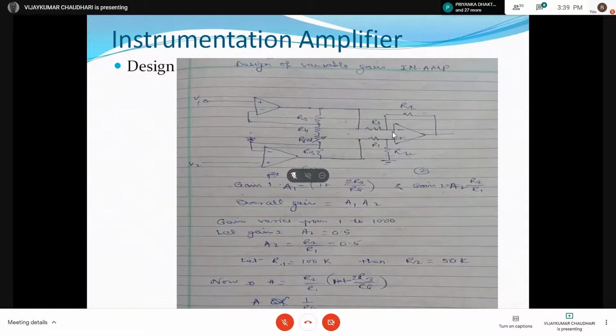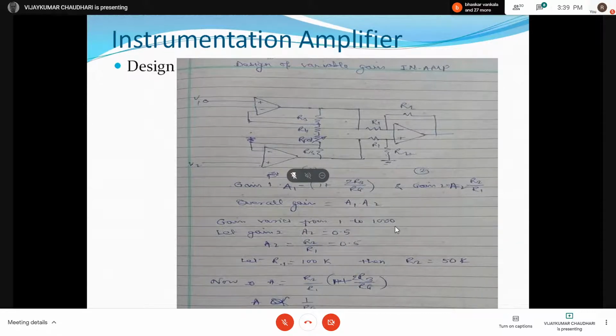Let us assume that the second stage has a gain of 0.5. You may consider it as 1 also, that doesn't matter. That's your design criteria. Let us assume it to be 0.5. So A2, which is R2 by R1, is equal to 0.5. If I consider one of these resistances, R1, as 100K, then R2 using this expression will be 50K. So R2 and R1 are now fixed because I have assumed the gain of this stage to be 0.5. Okay, this is my design.